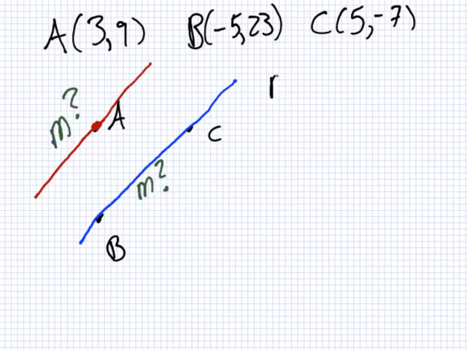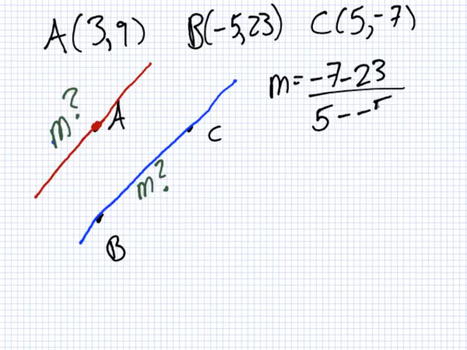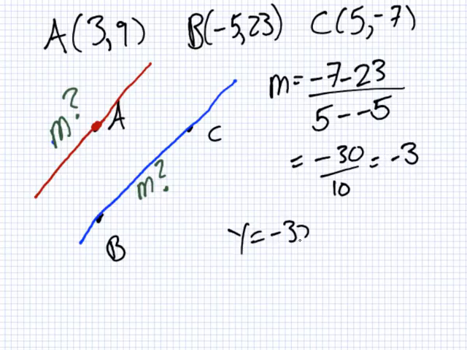Yes. So what would m equal? Minus 7, minus 23... 5, minus 5. So minus 30 over 10. Minus 3. Yeah. Good. So we have y equals minus 3x plus c.